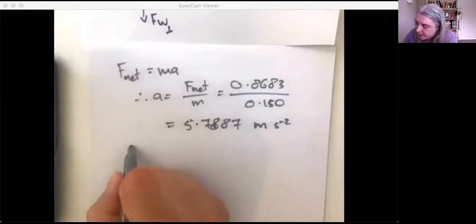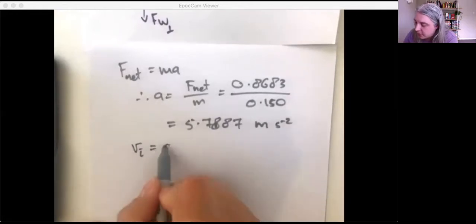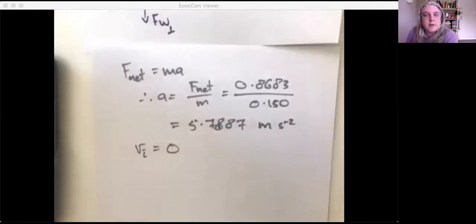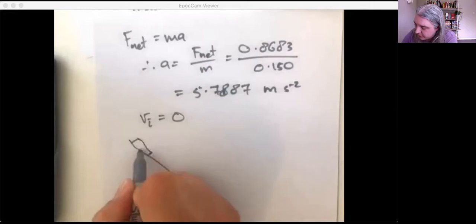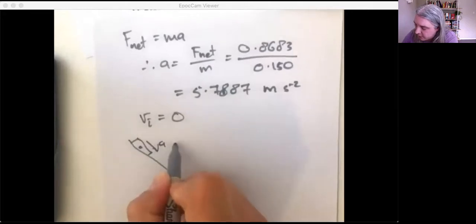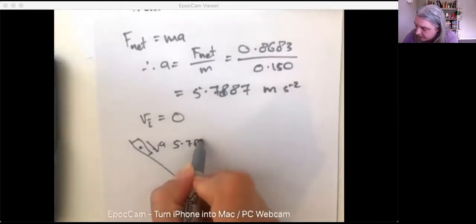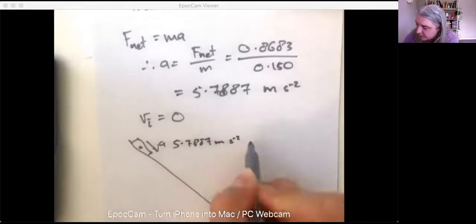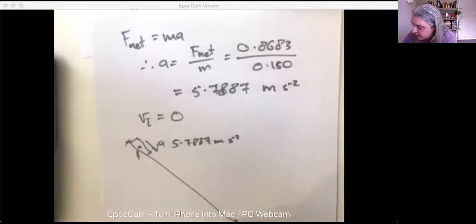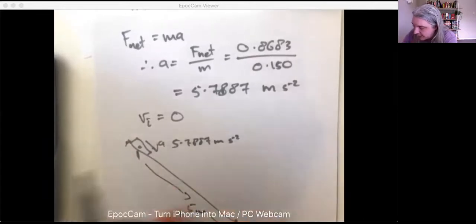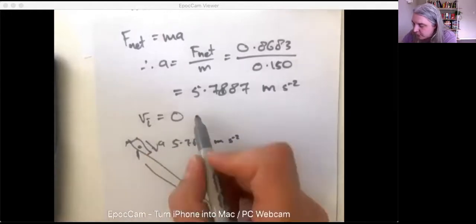We now know that our initial velocity is 0. Also, as we switch to kinematic mode, we're switching to one-dimensional motion. Now we can think about our motion down the slope. Here's our book. It's got an acceleration of 5.7887 meters per second squared down the slope. It's got to travel 5 meters down the slope, and it starts with an initial velocity of 0 meters per second.